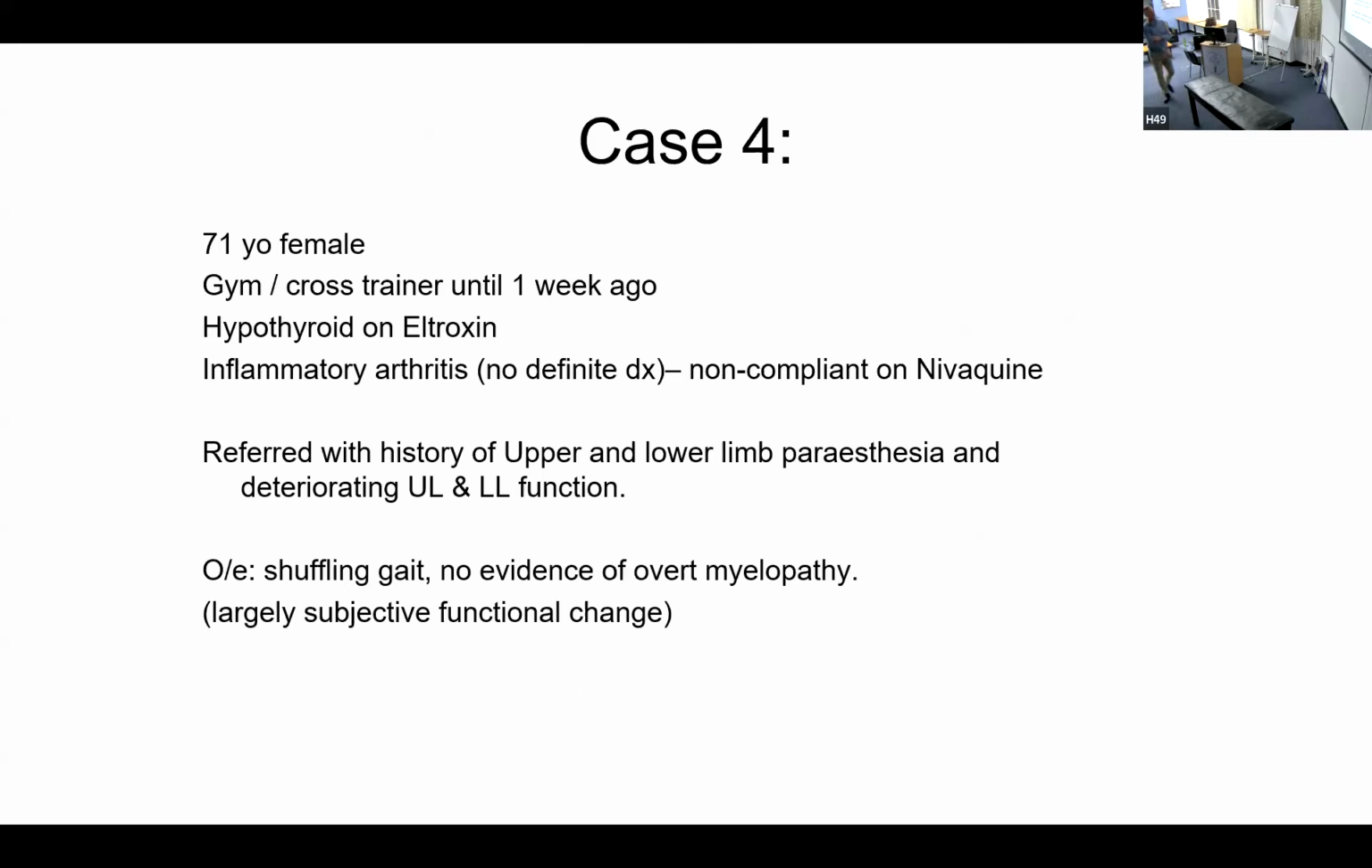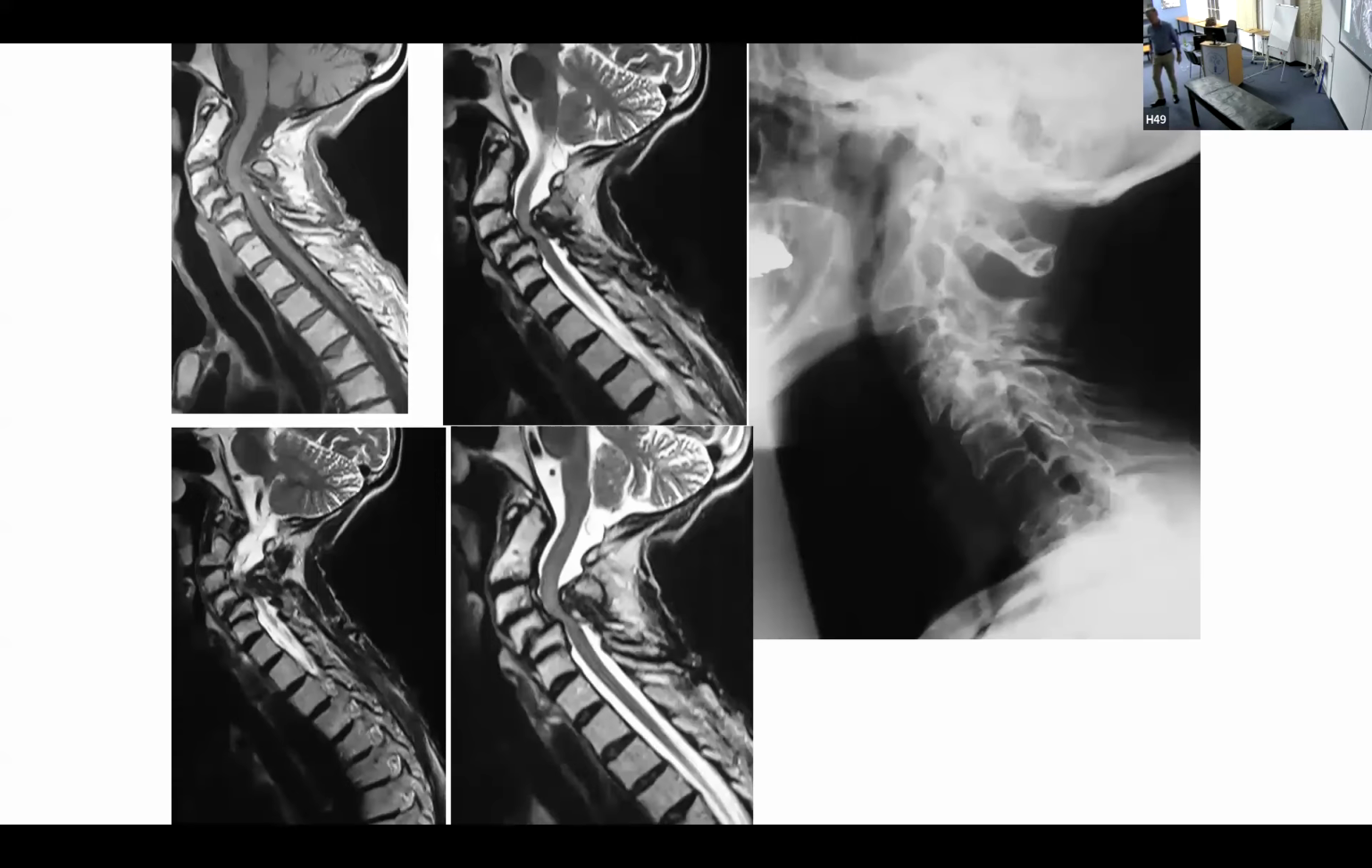Okay, so this is a skinny little 71-year-old lady from Fishhook. And can you believe it, 71, she was doing CrossFit training until a week before she came to see me. She had a background history of hypothyroidism and some sort of inflammatory arthritis with no particular diagnosis, non-compliant with Plaquenil. She came to me with upper and lower limb paresthesia and deteriorating limb function, shuffling gait, but no overt myelopathy in terms of all the signs, but a subjective functional change, couldn't do CrossFit anymore.